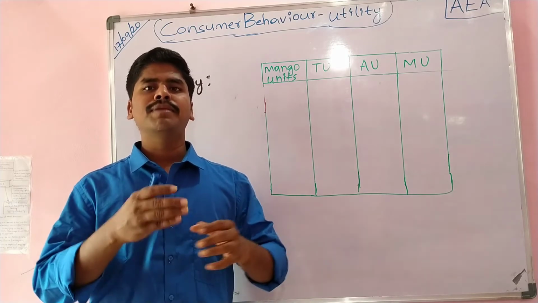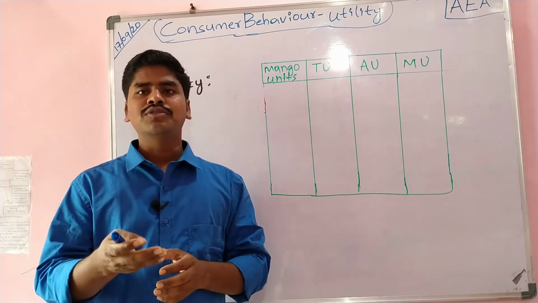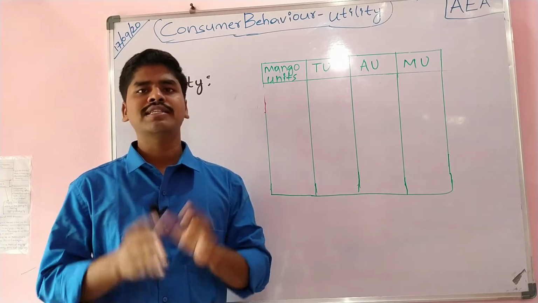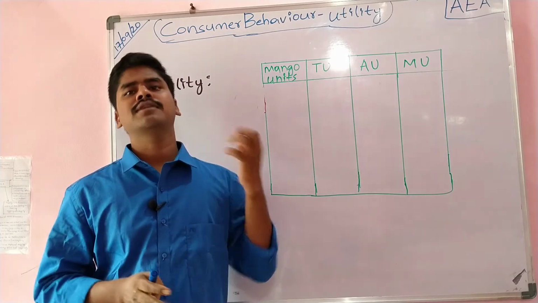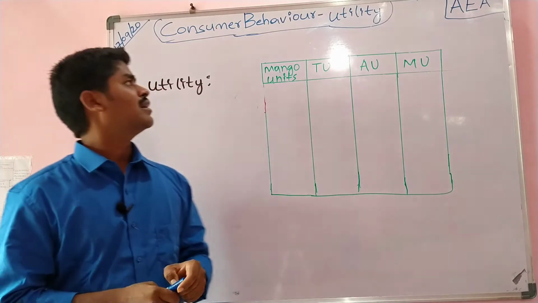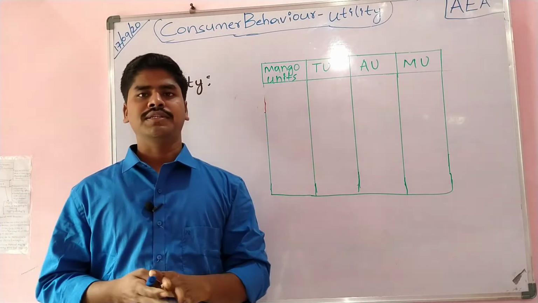Behavior is how people respond in the market to what to consume, meaning what goods need to be purchased and what not to be purchased. That's the behavior which will be studied in this particular chapter number 2, the consumer theory of behavior, right? So let's move on. Generally, what do you mean by utility?